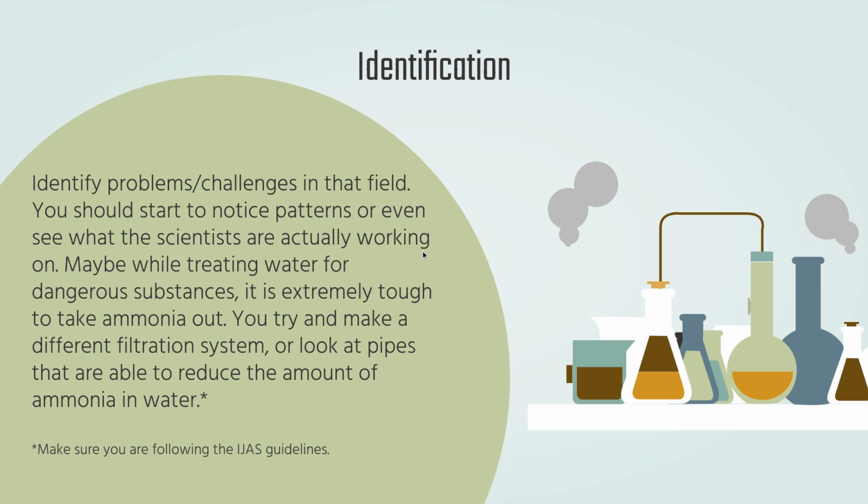After you've looked at a few papers or studies, you want to identify problems or challenges in that field that you think you can solve or experiment on. Maybe while treating water for dangerous substances, it's tough to take ammonia out. You could try to create a different filtration system for your science fair project, or look at different types of pipes that are able to reduce the amount of ammonia in water. These would make design and experimental projects, respectively.